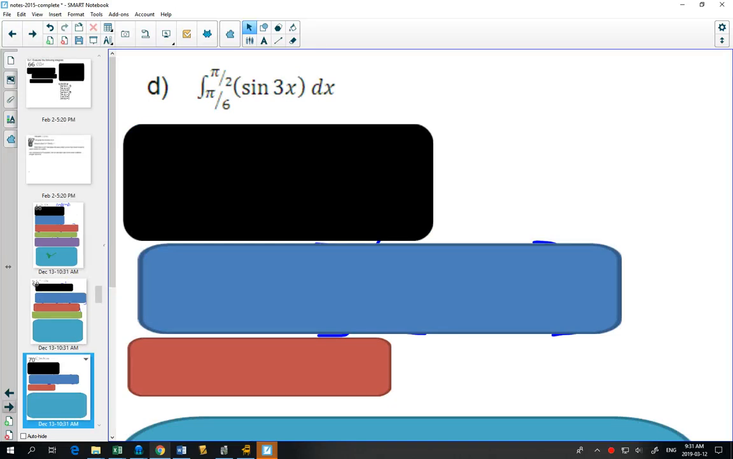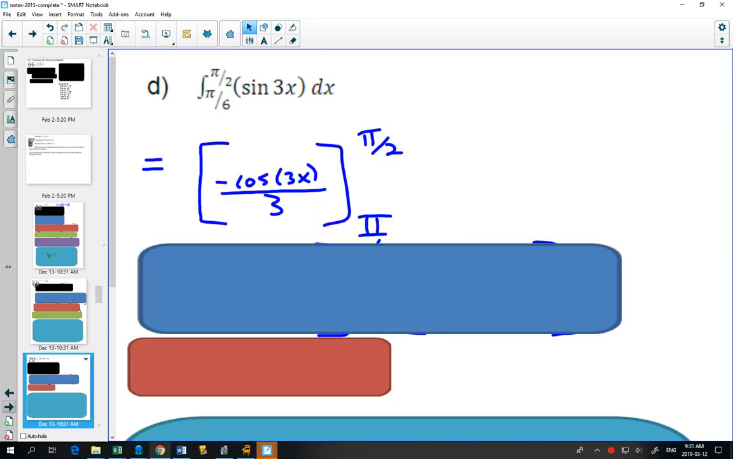Have you done this one already? No? Oops, there's the answer. Right, you'd have to divide by 3 because there would be a chain rule. Okay? Now, you could have used substitution because the 3x is inside, but you don't need to if it's a simple chain rule, which is just a number, right? Because this one, if you did the derivative, you'd multiply by 3, so when integrating, we think that's going to happen, and so we divide by 3.